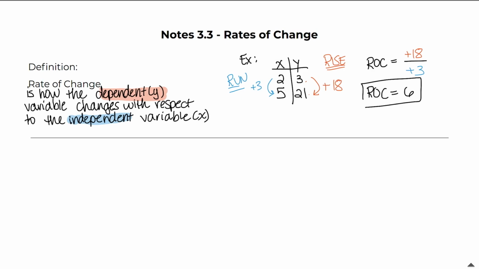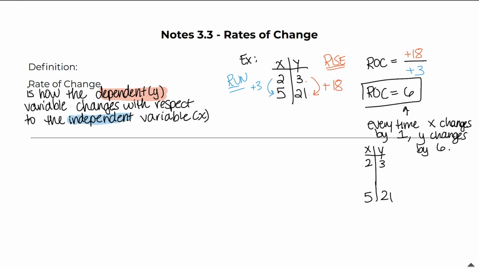Now take a look at this. Let's fill in some of these numbers that are missing. So we have 2 and 5 right here. And then here we have 3 and 21. And we're saying that the rate of change is 6. So it's saying that every time the x changes by 1, the y changes by 6.